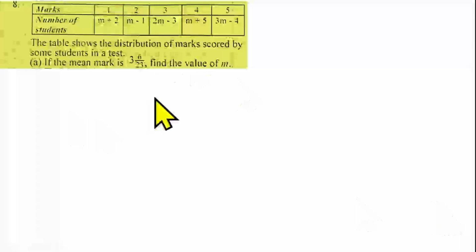Now, more questions from the WAEC past questions on the mean of a grouped data without class interval. So this is another past question from WAEC. I'm not going to tell you the year, but it's a recent past question. Now we are given the marks and the number of students, in terms of the frequencies, in terms of m.